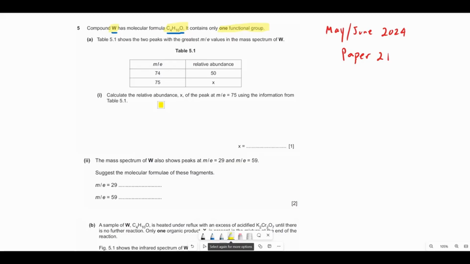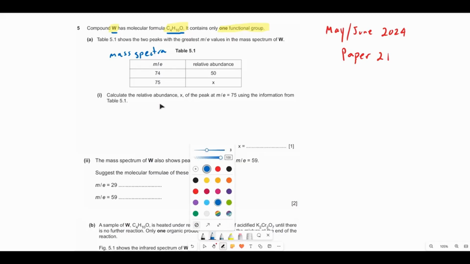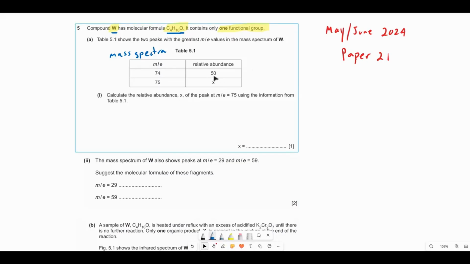So we know that there's not going to be more than one functional group. That might be useful for later information, especially when we get to IR, because remember, IR spectroscopy is all about functional groups. Table 5.1 shows two peaks with the greatest m/e, or mass to charge ratio values, in the mass spectrum of W. So here we have the mass spectrum information. Notice how we don't get an actual mass spectrum. We don't get what the mass spectrum actually is. We just get information. They tell us we had two peaks, 74 and 75. And they give us the relative abundances, which are 50 and X, right? So X meaning that we're probably going to have to find it.